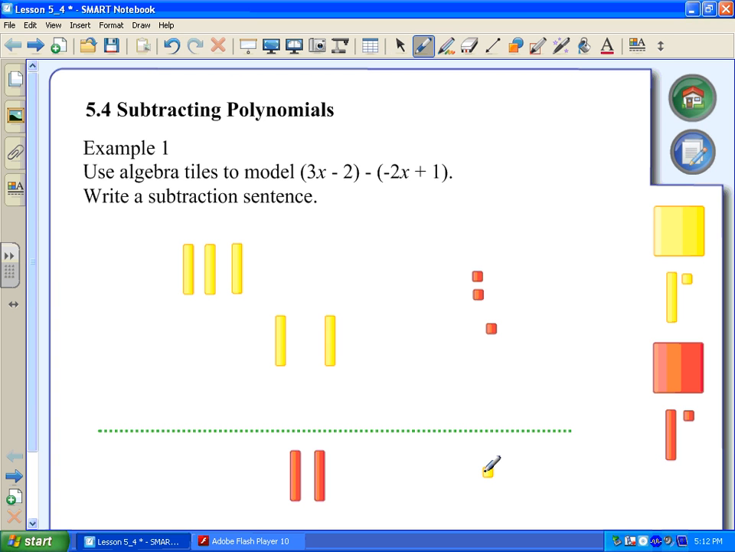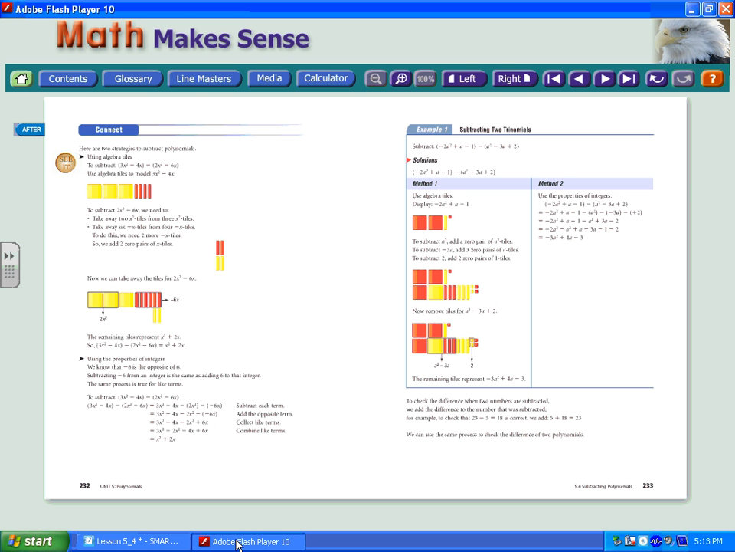So we end up with, as a sentence here, if I take 3x minus 2 and subtract from it negative 2x plus 1, if you count them all up now, you're going to end up with 5 x's and minus 3 1's. So I'm going to let someone else's voice be heard here for a moment, so I'm just going to take the mic off so you can hear them.